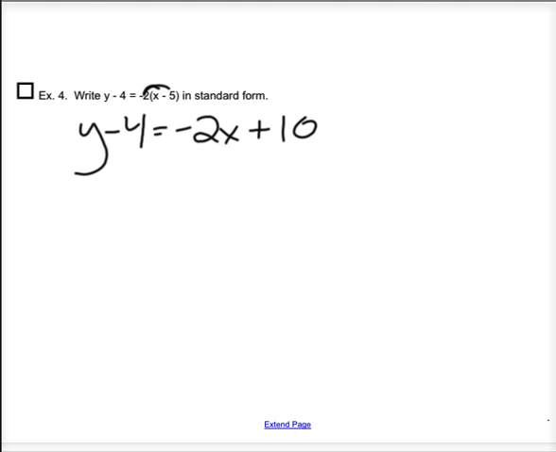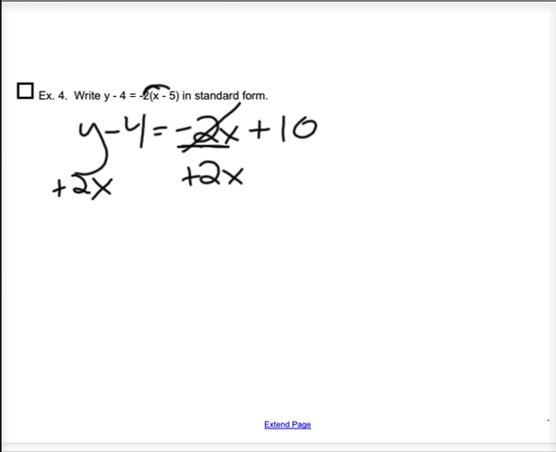Now comes the debate. Which side do I want everything on? I need to gather my x and y together. I'm noticing here my x has a negative coefficient. It has a -2 with it. So in order for that to be positive, that's going to have to end up on the other side of my equation. So to gather my x and y together, this time I'm going to choose to move my x.